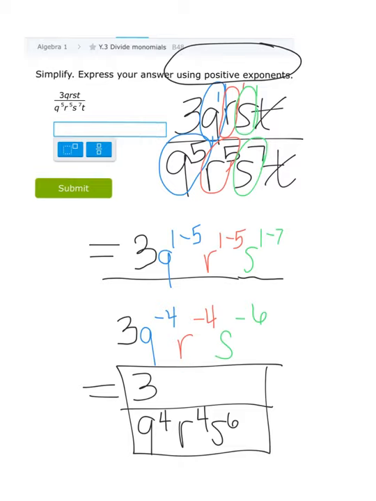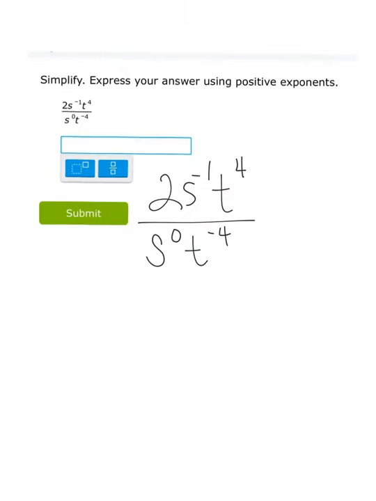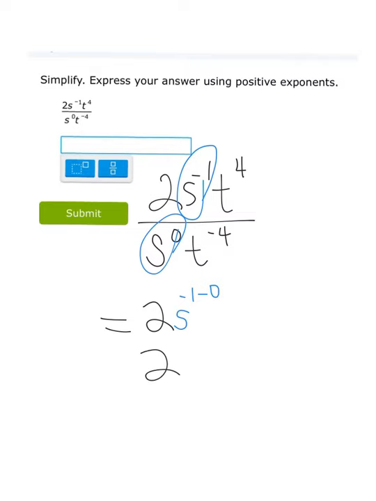Alright, next example. Okay, next one. I've got 2 divided by 1, which is just 2. Now let's take a look at our variables. Let's start with the s. So s to the negative 1 minus 0. Well, I know negative 1 minus 0 would just be negative 1.